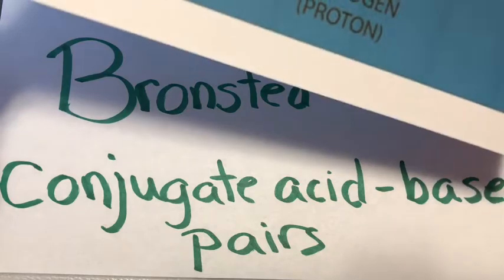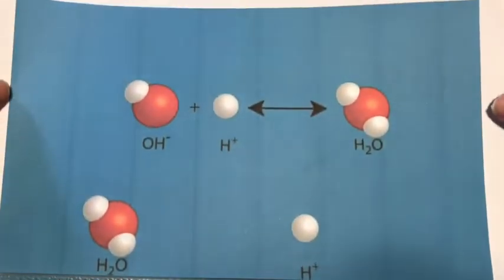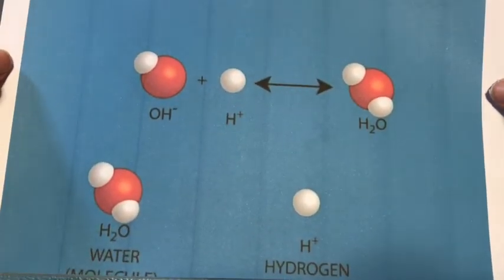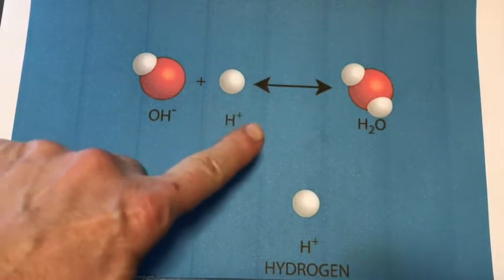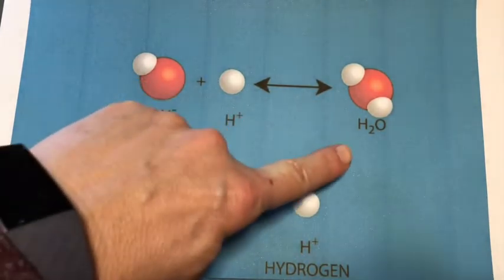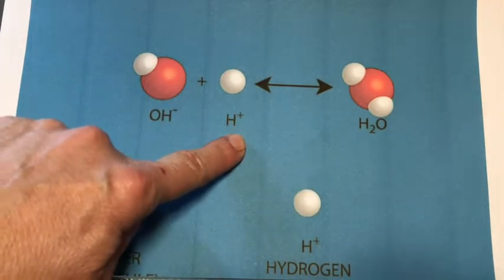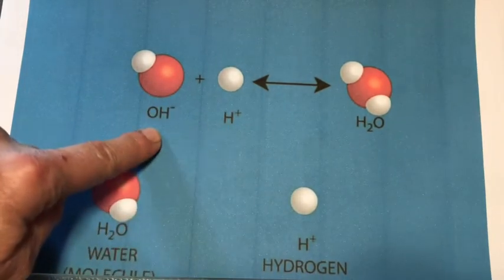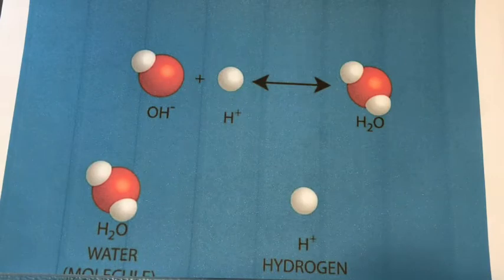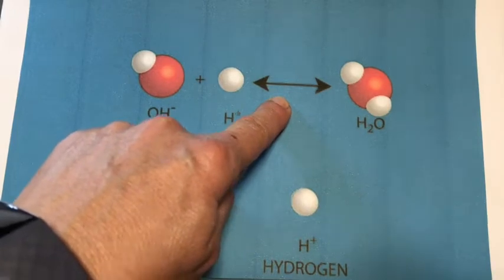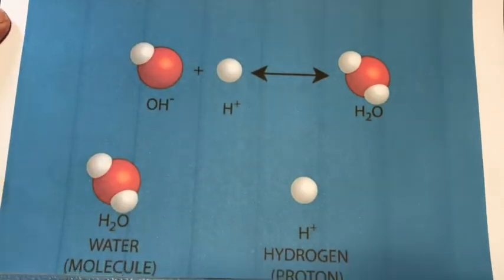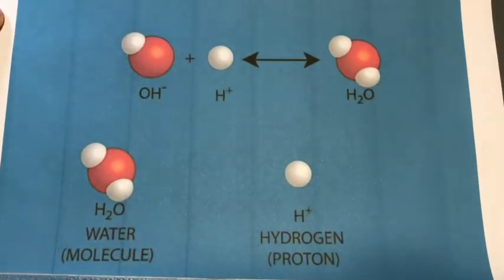We know that pure water isn't really just a single thing. Pure water dissociates and breaks apart into ions. So here we have a water molecule, we have a hydrogen ion and a hydroxide ion. This happens over and over again. The arrow is going in both directions, meaning it's a reversible reaction. They're both happening at the same time.